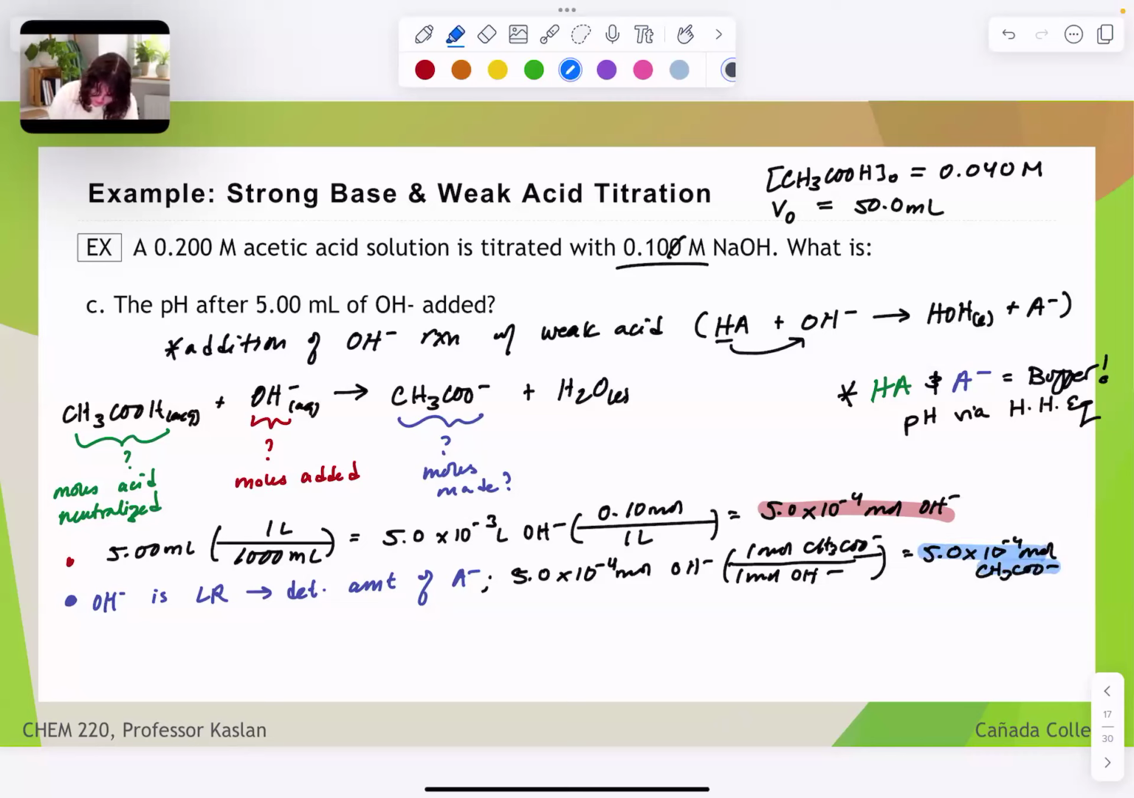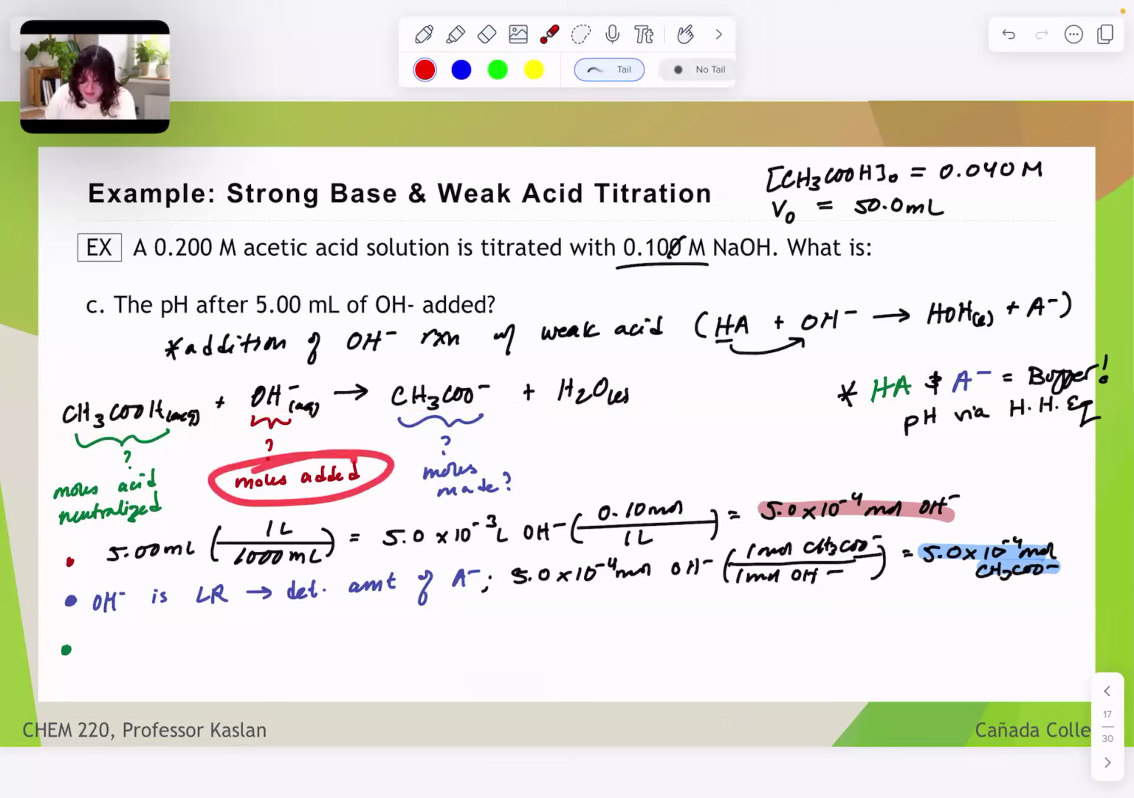And then we now have to figure out how many moles of acid were neutralized, and then from there, how many are actually left in the beaker. So remember, this neutralization here is all 1-to-1-to-1, right? So if I added this limiting amount of hydroxide, that reacted in a 1-to-1 ratio with our acid, meaning 5.0 times 10 to the negative 4 moles of acetic acid were neutralized.